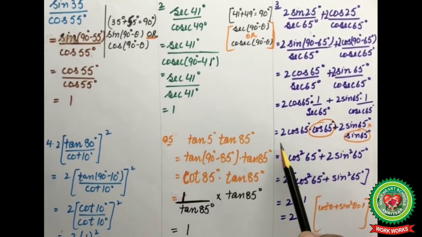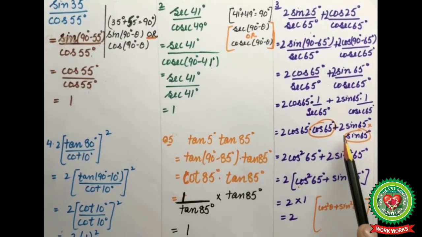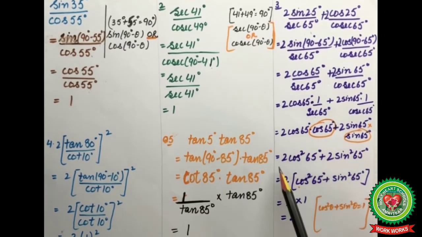So we'll get it as 2 cos 65 degree into cos 65 degree plus 2 sine 65 degree multiply sine 65 degree. So we'll be getting it as 2 cos square 65 degree plus 2 sine square 65 degree. Now we are going to take 2 common. So on taking out 2 common, we'll get 2 bracket cos square 65 degree plus sine square 65 degree. Now it will be equal to 2 multiplied by 1.